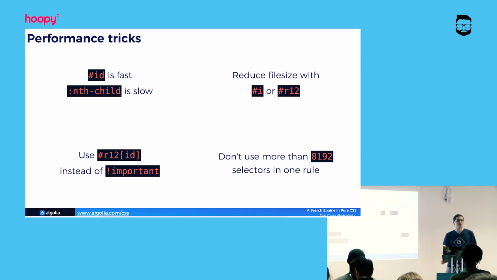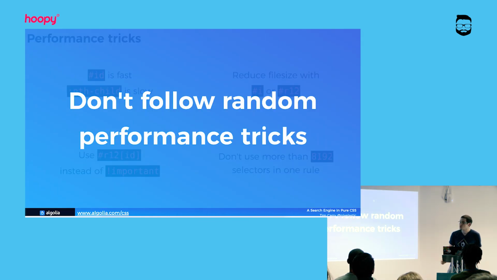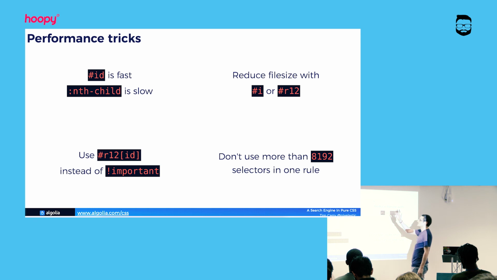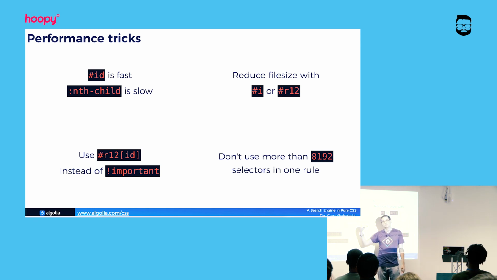But the last advice I want to give you is to not listen to me. Never follow random performance tricks you've seen in a conference somewhere, because it's really dependent on the project you're working on. Everything I have been doing here is not regular CSS you would do every day. So ID is fast and style is slow. Yes, it's true on my project, but on any other project, the difference will be really negligible. So if style is easier for maintainability, use style.